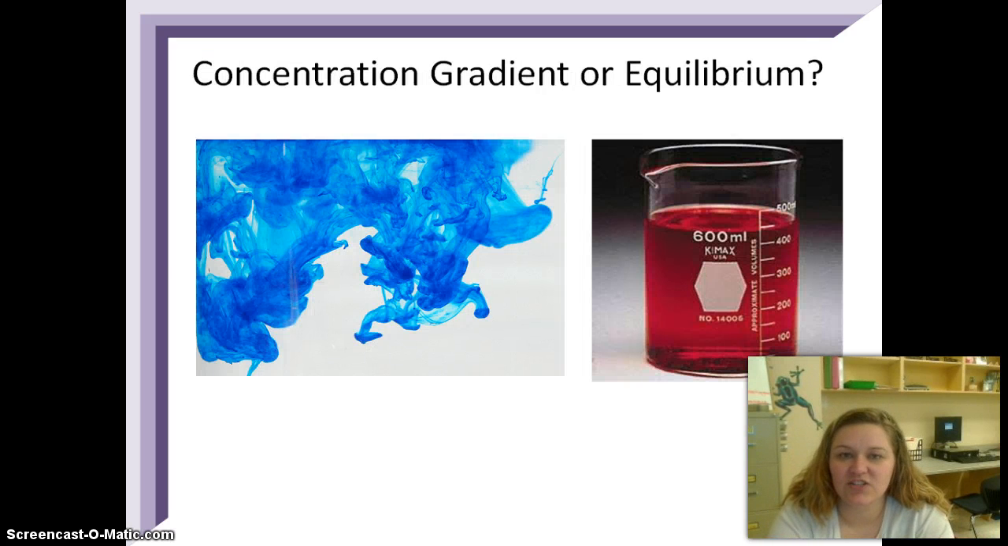So if we take a look at these two pictures, which you have in your notes, decide: are they in a concentration gradient, or have they reached equilibrium?